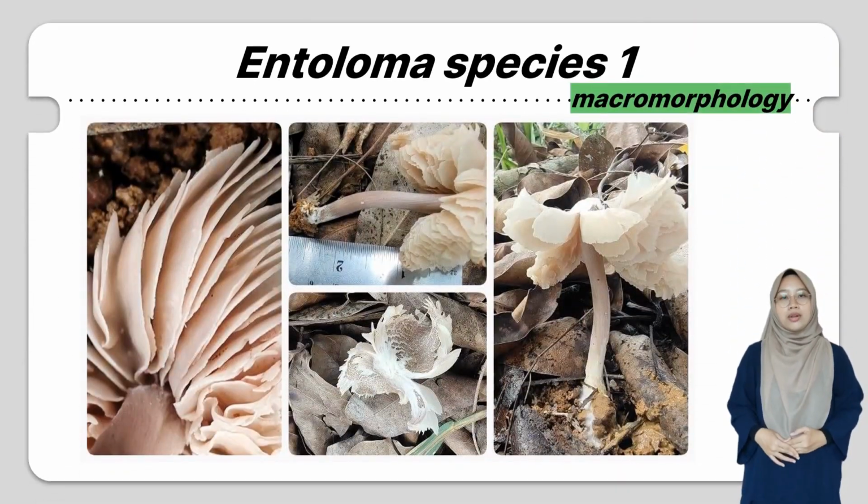This Entoloma could not be identified due to some factors, but in the Leptonia subgenus, the sporocarp appeared peach pink in color, with a brown pattern.